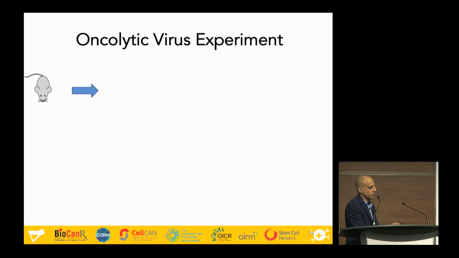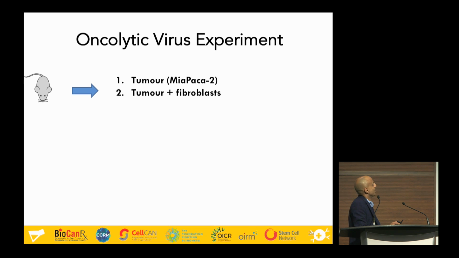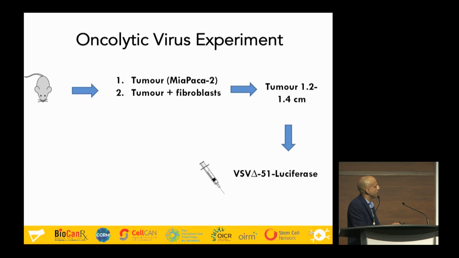Just as a thought experiment, this is a make-believe experiment where we're looking at OV. We have our mice and we're injecting them with tumors, either MIA PaCa-2 or tumor plus fibroblasts, growing the tumors up to 1.2 to 1.4 centimeters. Once they've reached this size, they're injected with VSV delta 51 luciferase, so an OV. Then 72 hours later, we're assessing our tumor burden in these animals.